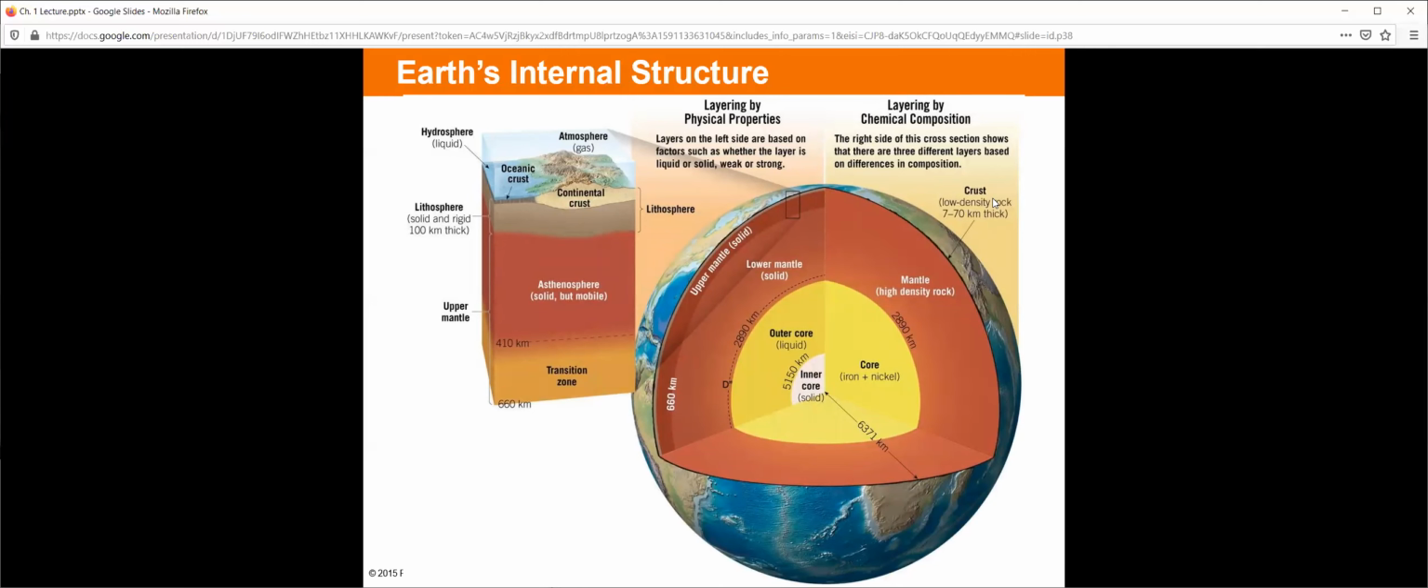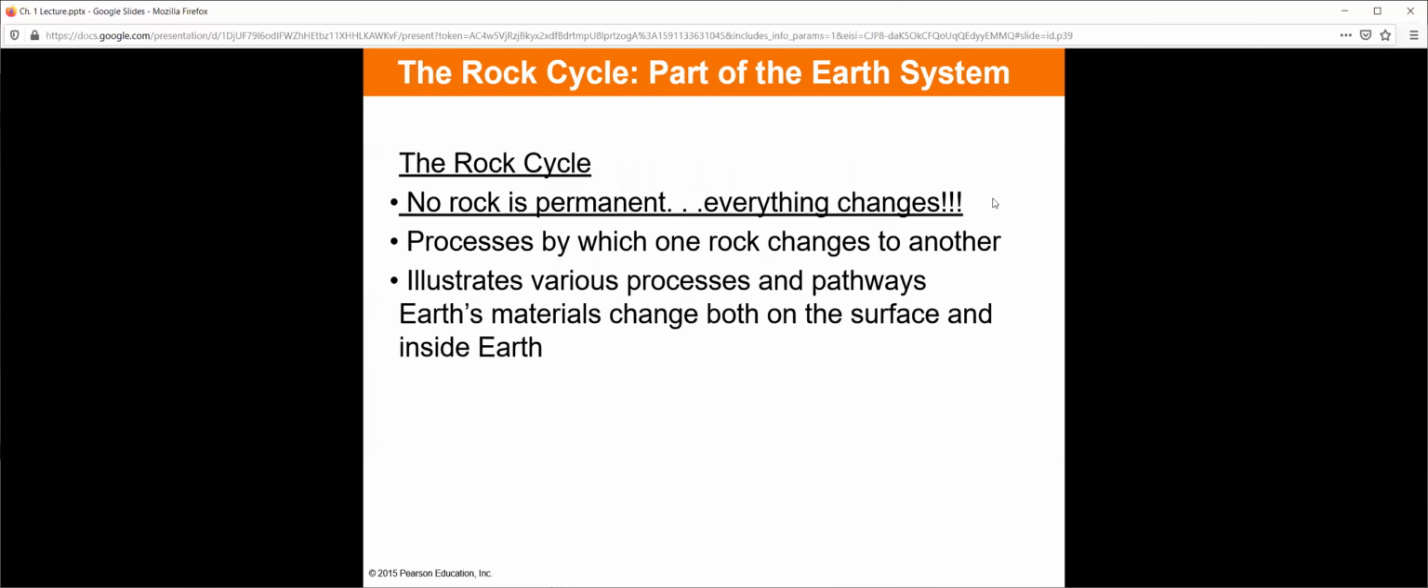Shown here again. Fascinating. We now have a concept, a very basic concept of the formation of the Earth and why the Earth looks the way it looks. Now we can talk about the rock cycle. The rock cycle is essentially the life of a rock.